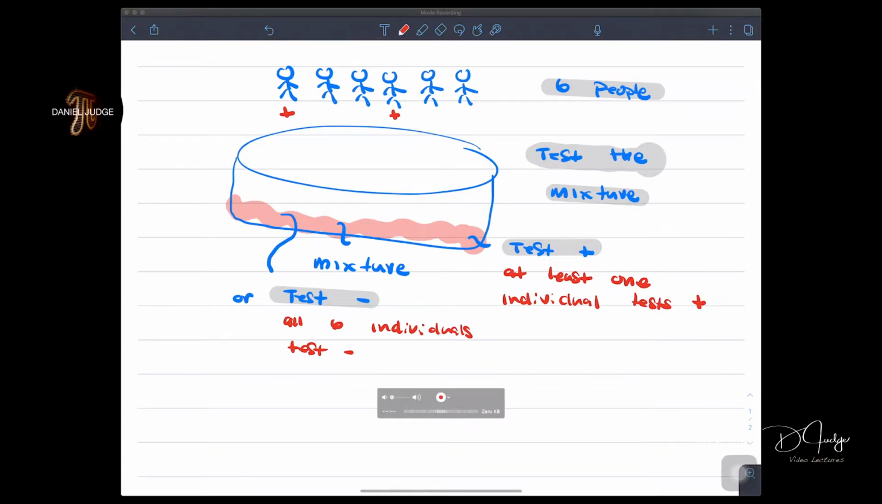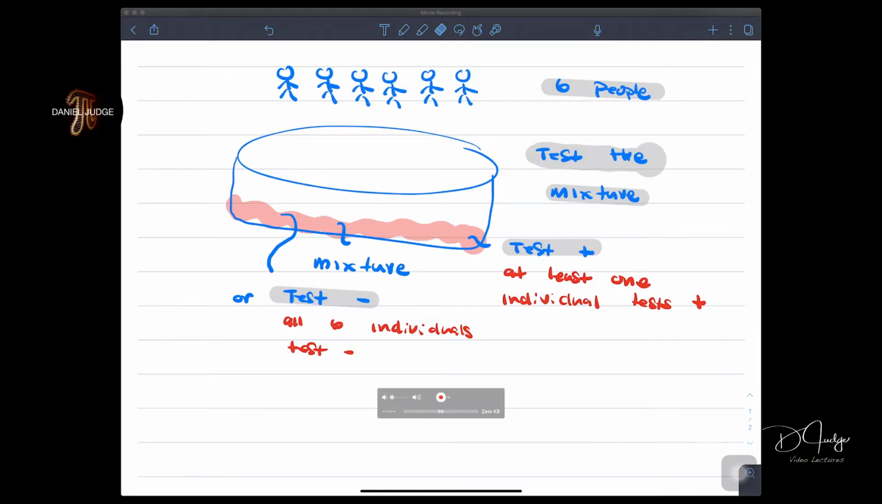But that's not the only situation. There could be two people that test positive. And if that happens, the mixture will test positive. There can be three people that test positive. And if that happens, the mixture will test positive. And in fact, everybody can test positive. And that's why we say at least one person must test positive in order for the mixture to be positive. An important detail. Compared to the statement that in order for this mixture to test negative, everybody must test negative. And so that's kind of what's going on here. So we have to notice those two situations, those two cases, because we're going to just end up testing the mixture.